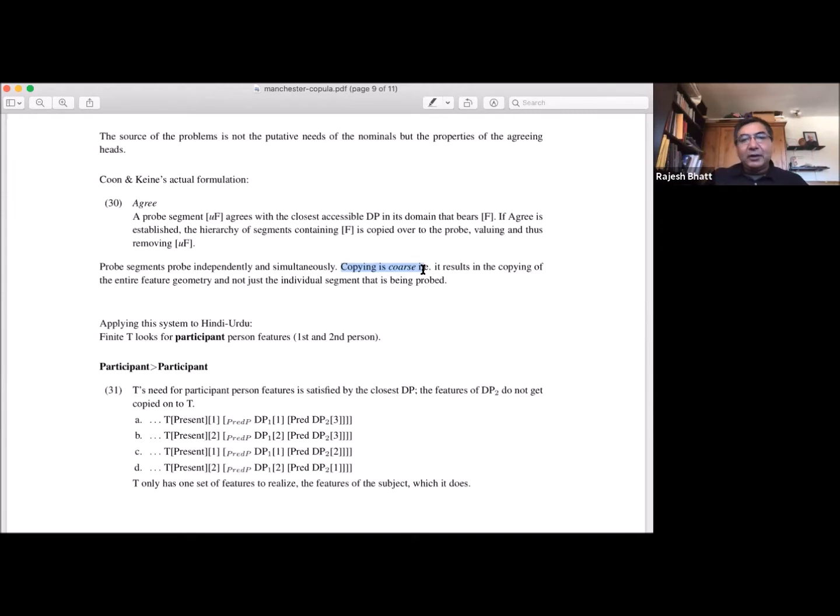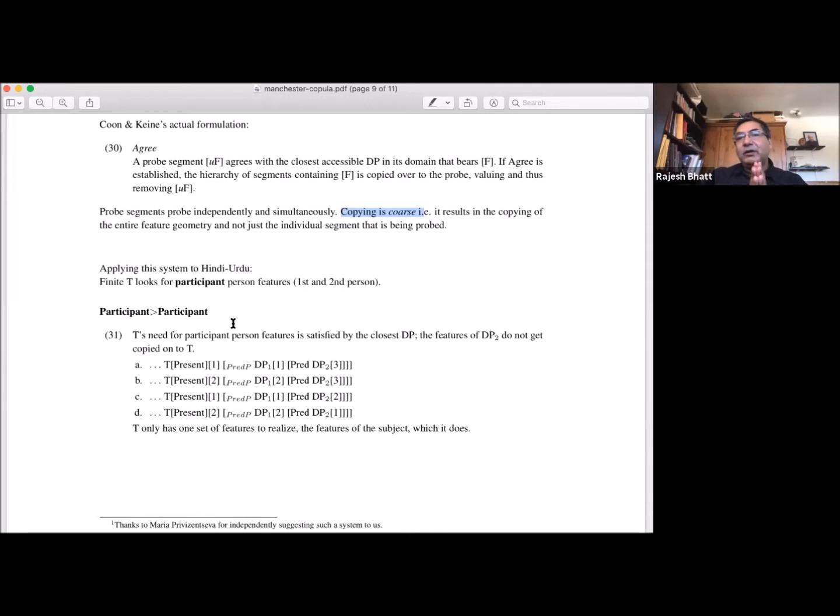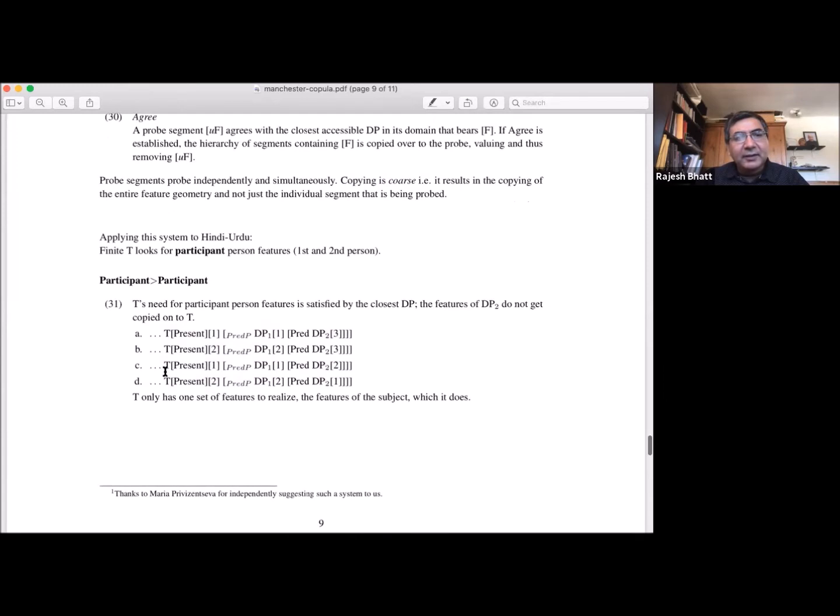Okay, so let's see how this works. T, in Hindi, is looking for participant features. So let's look at this configuration, participant over participant. I should not have A and B here, but this is the important case. I start looking from above. I find DP1, and DP1 is participant, it's first person. I copy all of the features of DP1. At this point, my agreement needs are met, and I don't copy any more features. So there is no conflict.